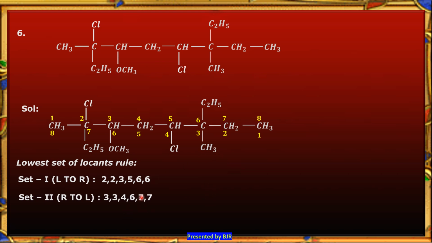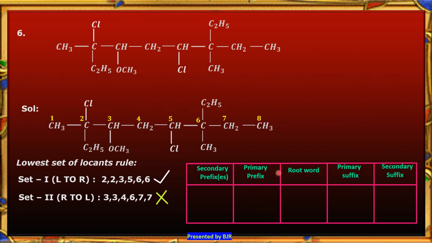Set 2, these are the locants. Okay, 3, 3, 4, 6, 7, 7. So if we compare these two sets of locants at the first point of difference, we have to compare term by term. At the first point of difference, the first locants, if you compare these two first locants, 2 is less than 3. That means set 1 is lower than set 2. You need not compare the remaining locants. So this one is the correct numbering and this one is the wrong numbering. Okay.